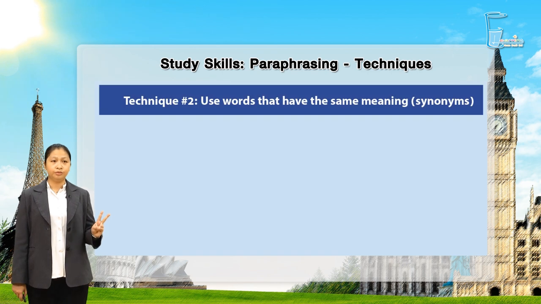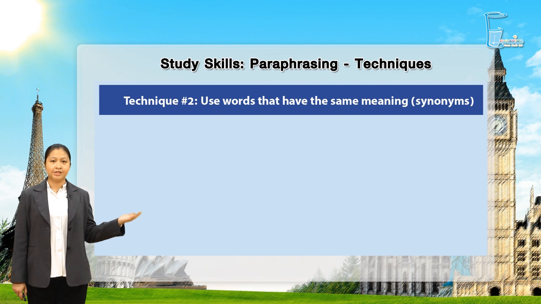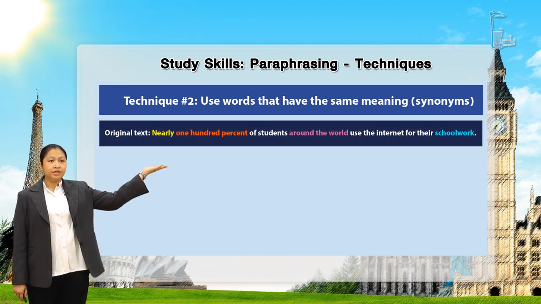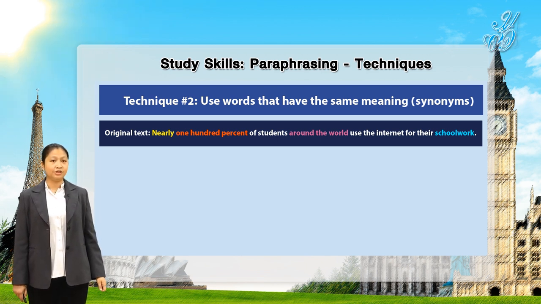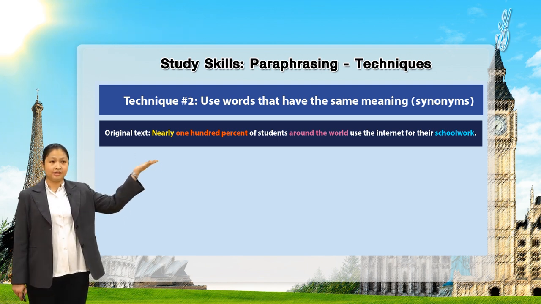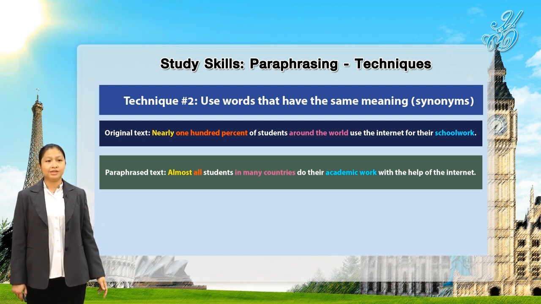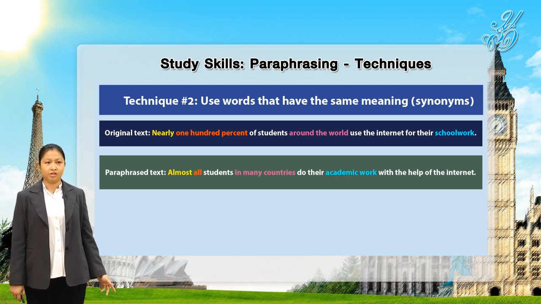Technique number 2, use words that have the same meaning. These are called synonyms. Look at the original text: "Nearly 100% of students around the world use the internet for their schoolwork." That is the original text, and here is the paraphrased text: "Almost all students in many countries do their academic work with the help of the internet."